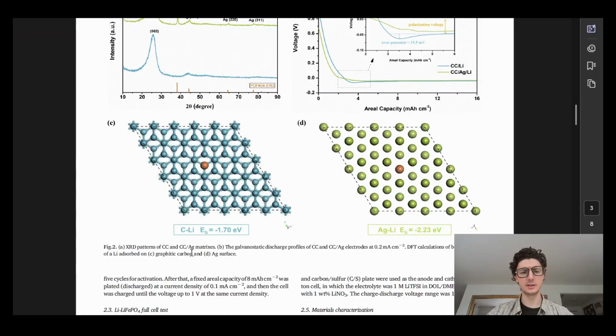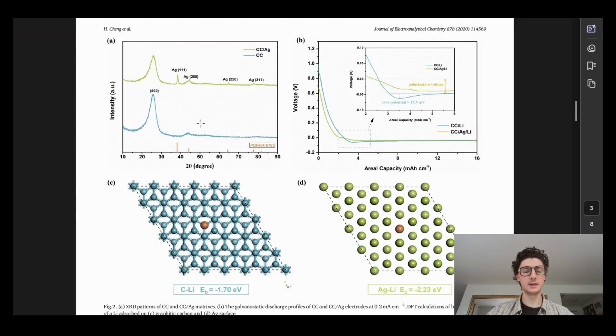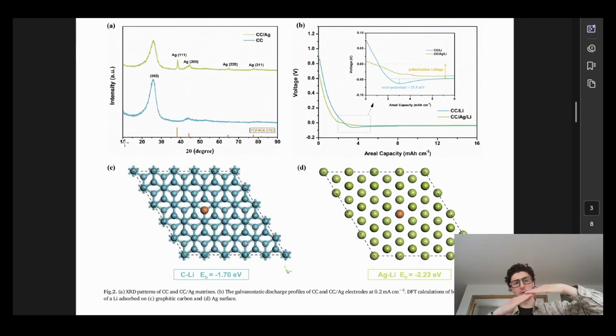XRD patterns of CC and CCAG matrices. So this is the XRD. You could see there's peaks over here. The y-axis is just intensity, like how big the peak is. And there's a big peak over here and over here. And then there's some smaller peaks here. And you can see they sometimes label what the smaller peaks are. And over here we got an angle. You could search up how XRD works. You basically shoot your sample with a bunch of like electrons or photons or something. X-ray, yeah, X-ray diffraction. So you shoot it with X-rays at a different angle. So 10 degrees, 20 degrees, 30, 40, whatever. And you get specific peaks over here, and these peaks can tell you what material is actually included in your sample.